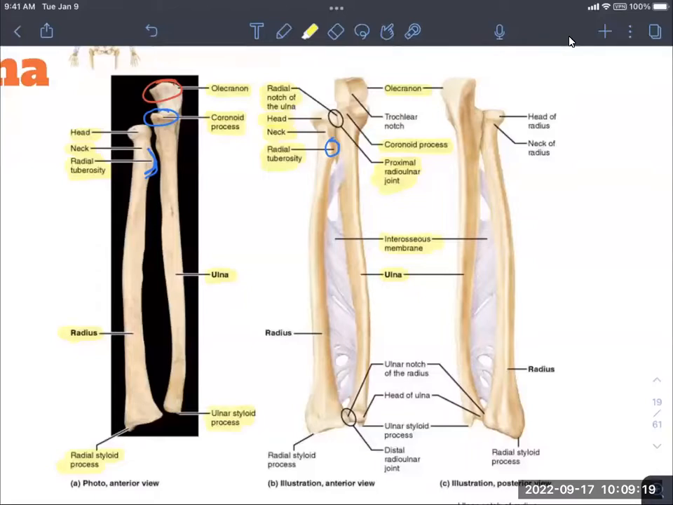Now we've talked a little bit about how the head and neck of the radius is at the proximal end of the bone, so closer to the body. For the ulna, the head is actually on the distal portion of the bone. It's closer to the wrist. So we have the ulnar notch of the radius, and that's what forms the distal radio-ulnar joint. We have the radial styloid process and the ulnar styloid process. You can feel those styloid processes in your wrist.